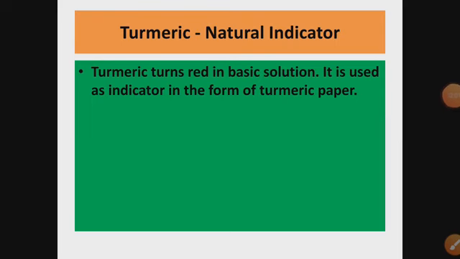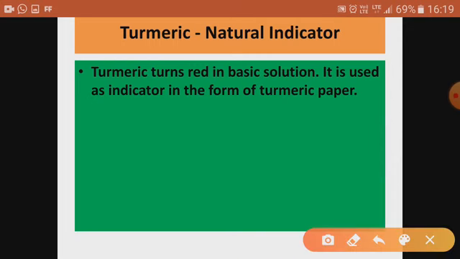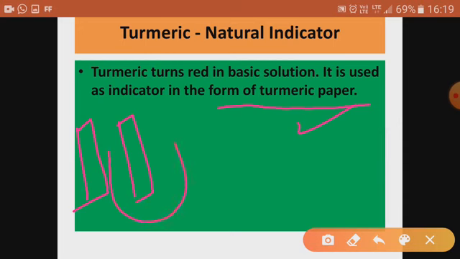Now next natural indicator is turmeric. Turmeric turns red in basic solution, and it is used as indicator in the form of turmeric paper. You can make your own turmeric paper also with the help of blotting paper. You can take a strip of blotting paper and soak it in a container having turmeric solution, and after some time you take it out and dry it, and this will be your turmeric paper. You can use this as an indicator.